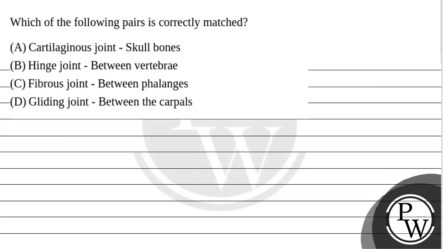Hello बच्चों, so let's read the question. The question says, which of the following pairs is correctly matched? First option दिया हुआ है cartilaginous joint with skull bones. Second option is hinge joint between the vertebrae. Third option is fibrous joint between the phalanges, and fourth option is gliding joint between the carpals.